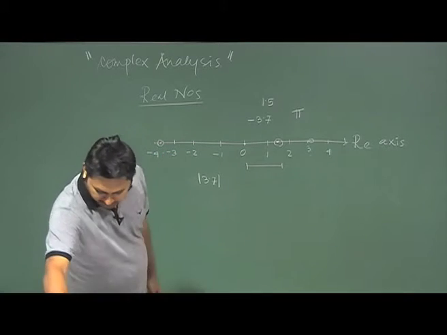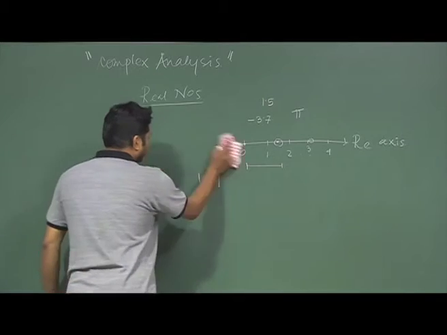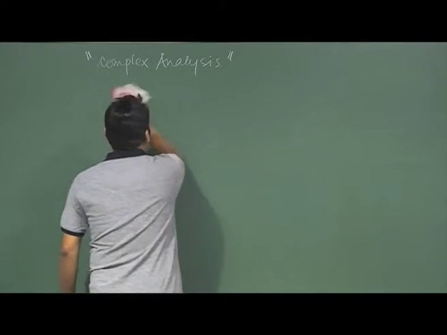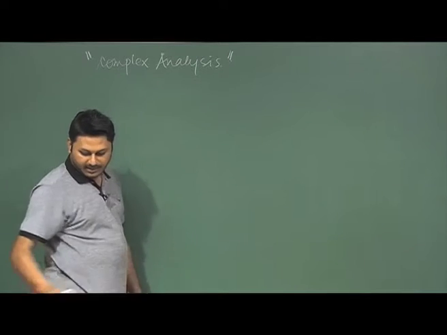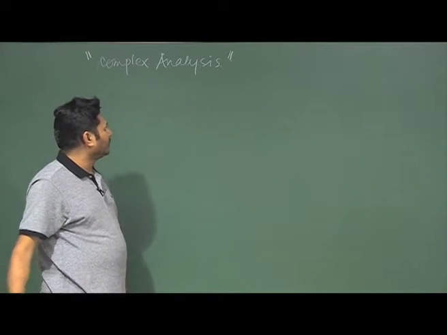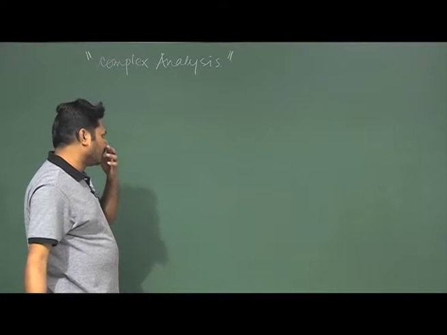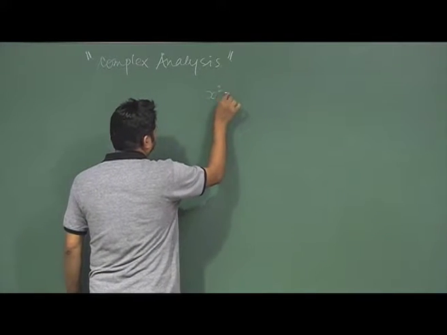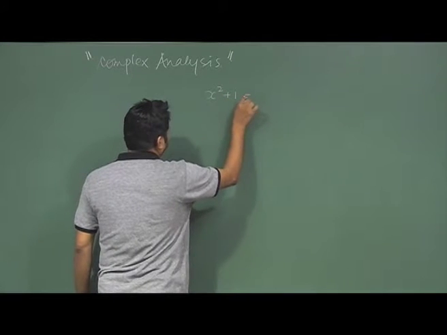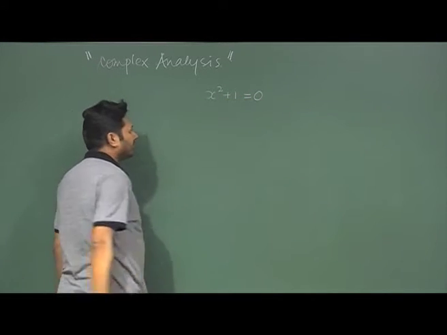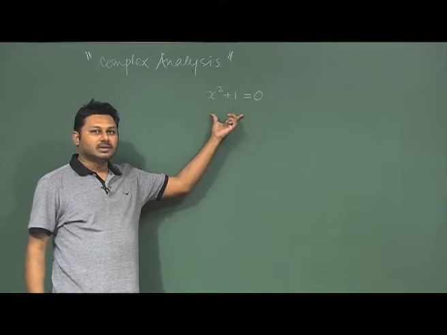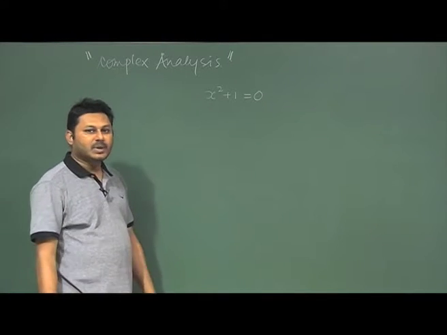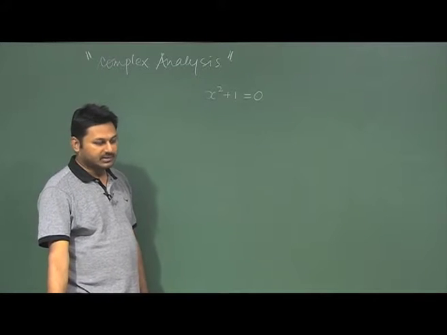After having the knowledge of these real numbers, there is something which is not real, and we are not able to find a suitable place to put this number. For example, the solution of the equation x square plus 1 is equal to 0. There is no real solution of this equation. However, we have some other solutions which are complex.